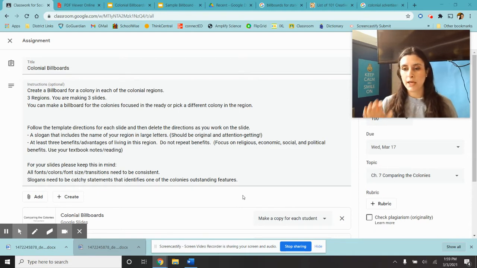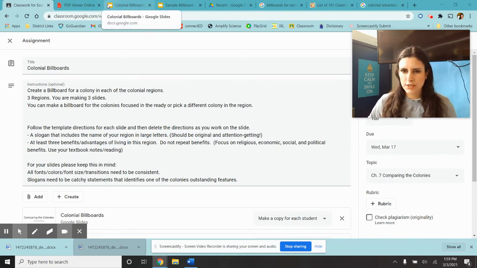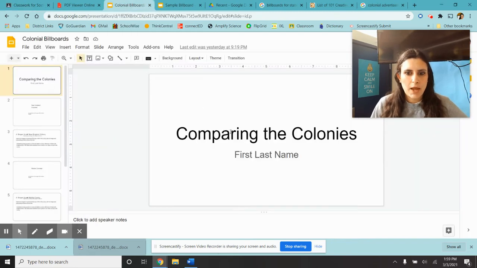So you're going to pick a colony for each region. I'm actually going to go over the slides first, and then I'm going to give you the actual details of what you're going to do. So you have your slides comparing the colonies, put your name. You can change the theme, the backgrounds, the fonts, just be consistent.